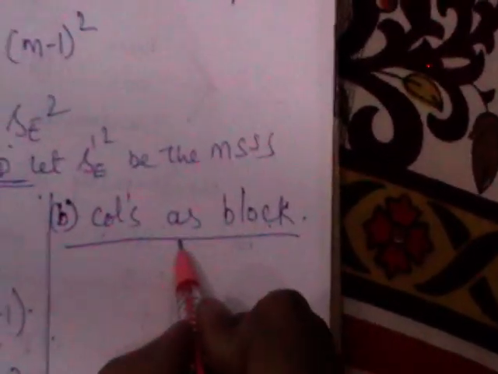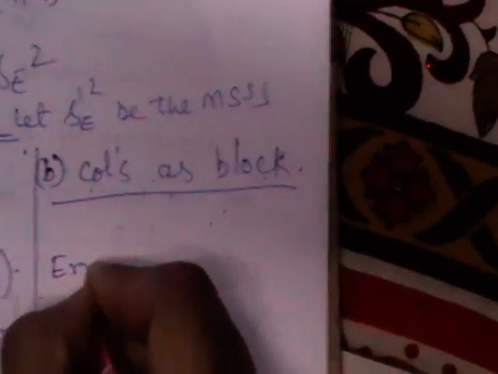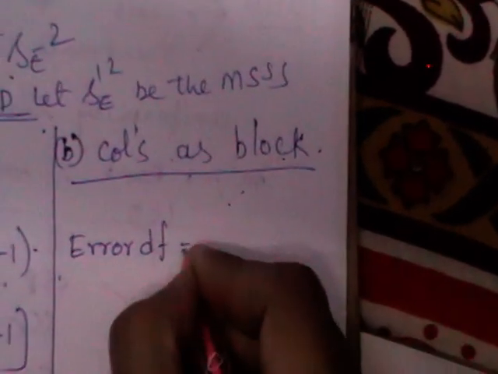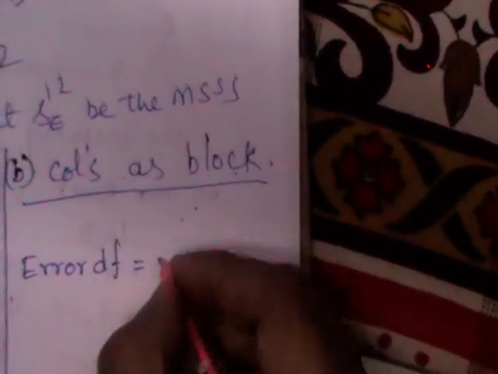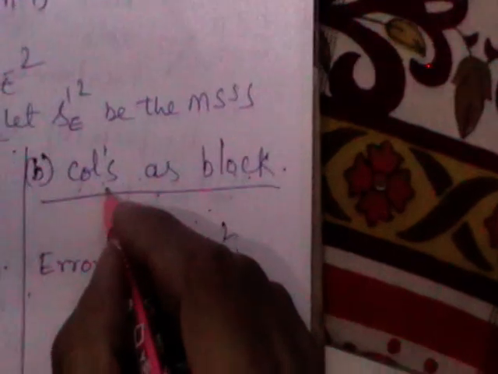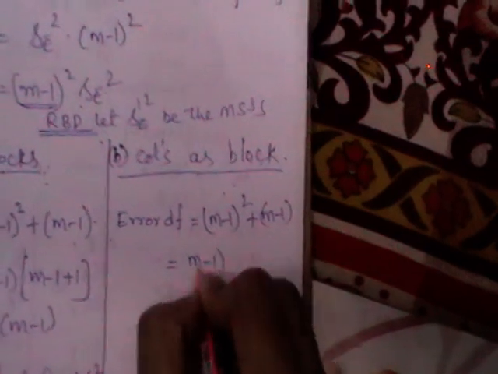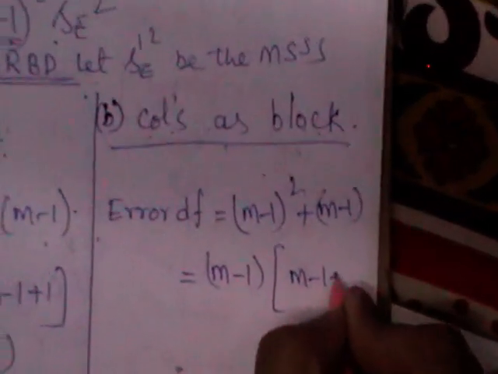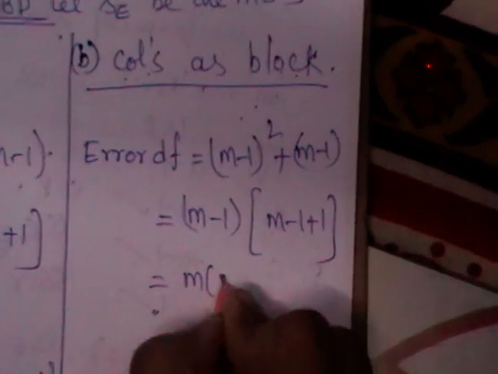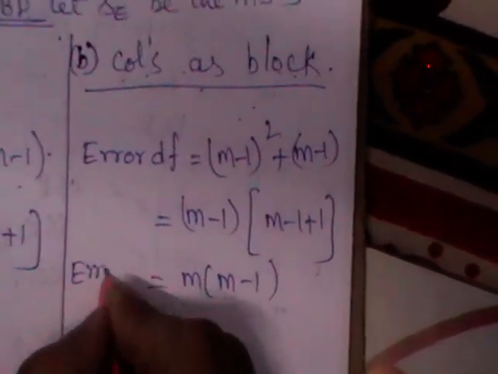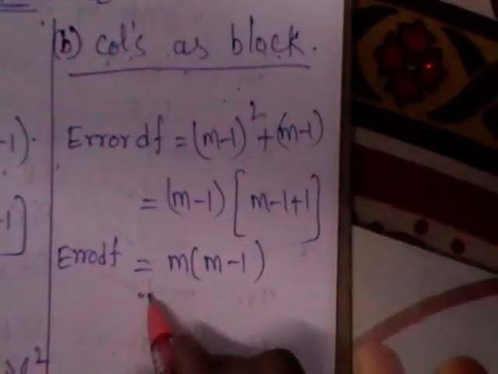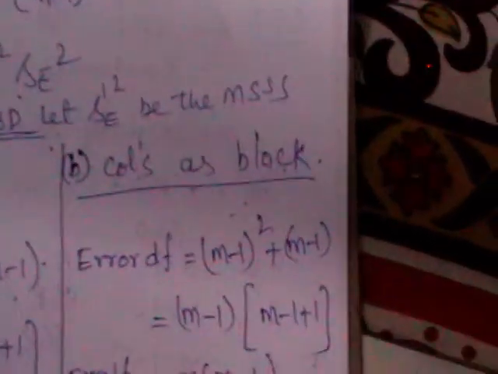If you are treating columns as blocks, the other factor left over is rows. Rows degrees of freedom will be added to the error degrees of freedom. So the error degrees of freedom is the original degrees of freedom in LSD, m minus 1 whole square, plus the degrees of freedom of the left over factor, rows. If you take m minus 1 common, the same simplification gives m into m minus 1. This is the error degrees of freedom in RBD when you consider columns as blocks.